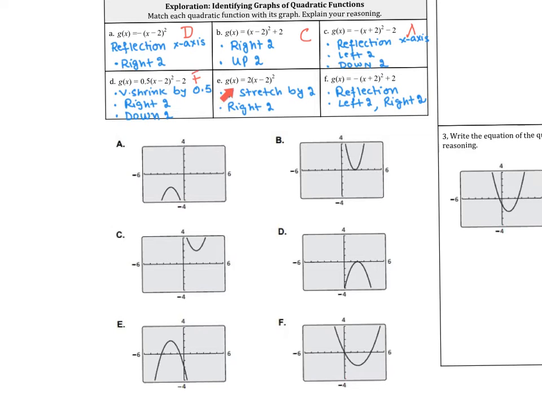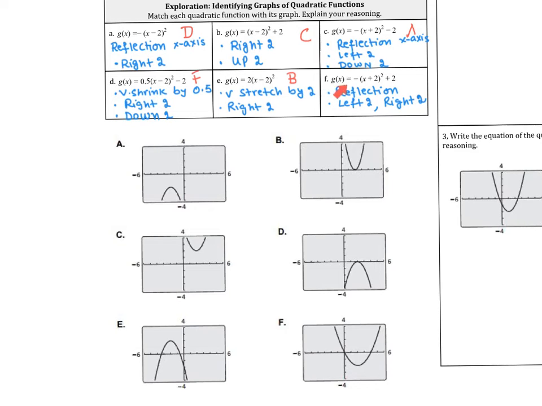Now let's discuss g(x) equals 2 times (x minus 2) squared. So 2 outside in the front means that it is a vertical stretch by a factor of 2, and the negative 2 inside means that it's right 2 units. And the graph that matches with this equation is going to be your B graph, which is right 2 units, and you can see that this is a skinnier graph, so it's stretched by a factor of 2. So the answer for this equation is graph B.